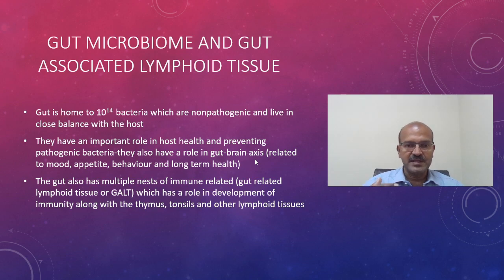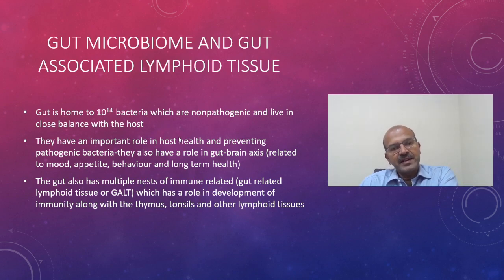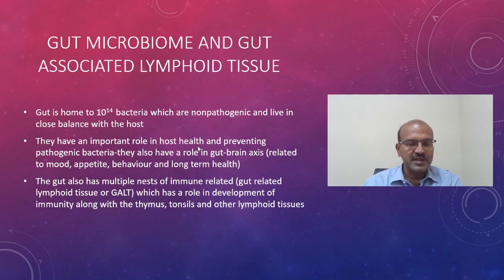So our thought process, our personality, our responses, these are related to our gut bacteria as well. It's very interesting that the gut bacteria is linked to our genetic background as well. So according to your food habits in the generations previous to you, the genetics, epigenetics varies, and the nature of your reactions vary as well. The gut has multiple nests of immune-related lymphoid tissue, also called in short as GALT. This has a role in development of immunity, along with the thymus, the tonsils, and the other lymphoid tissues, which are part of the swallowing mechanism.